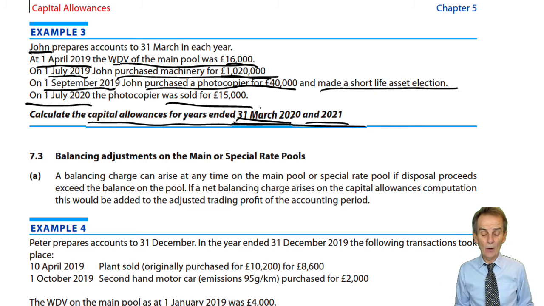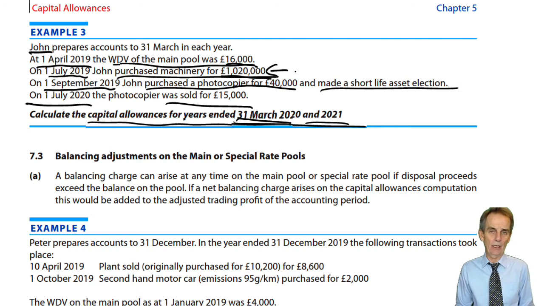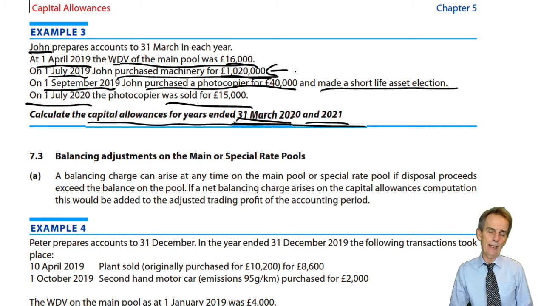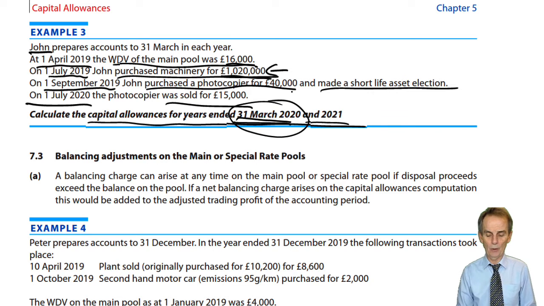So what we've done, as shown here, is make the short life asset election. We've reserved the £1 million AIA limit to be used firstly against the machinery at 1,020,000. Obviously, we'll get a million out of the 1,020,000. The other 20,000 will go into your main pool. And the £40,000 photocopier doesn't go anywhere near the pool. It has its own separate short life asset column. In it goes for 40,000. There's no AIA available upon it, and therefore we get WDA. That will be what happens within the year ended 31st of March 2020.